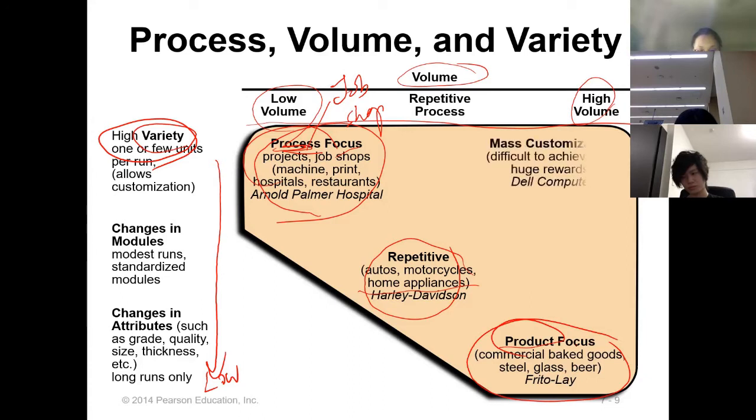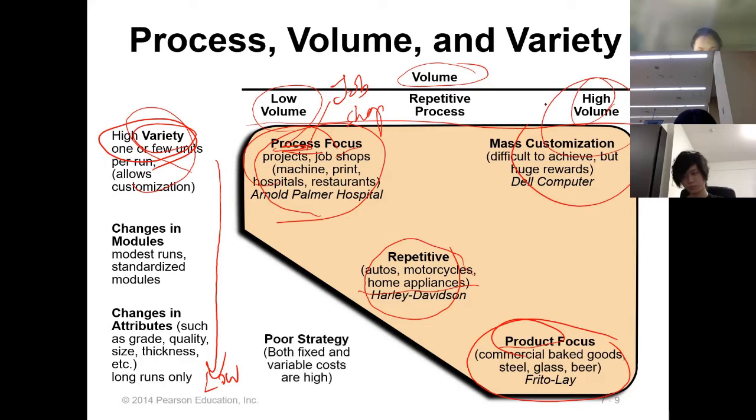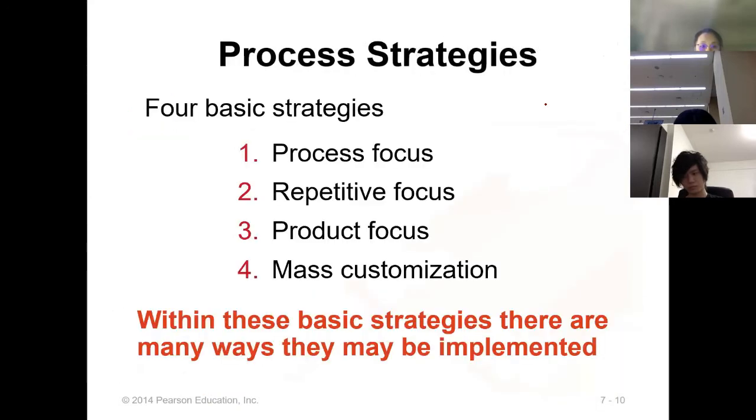Okay, and the other one is actually mass customization. Mass customization is high variety, high volume. So that's just the four strategies. Of course, each of them has their own advantages and disadvantages. It depends on the product that you produce. So there are four basic strategies: process focus, repetitive focus, product focus, mass customization.